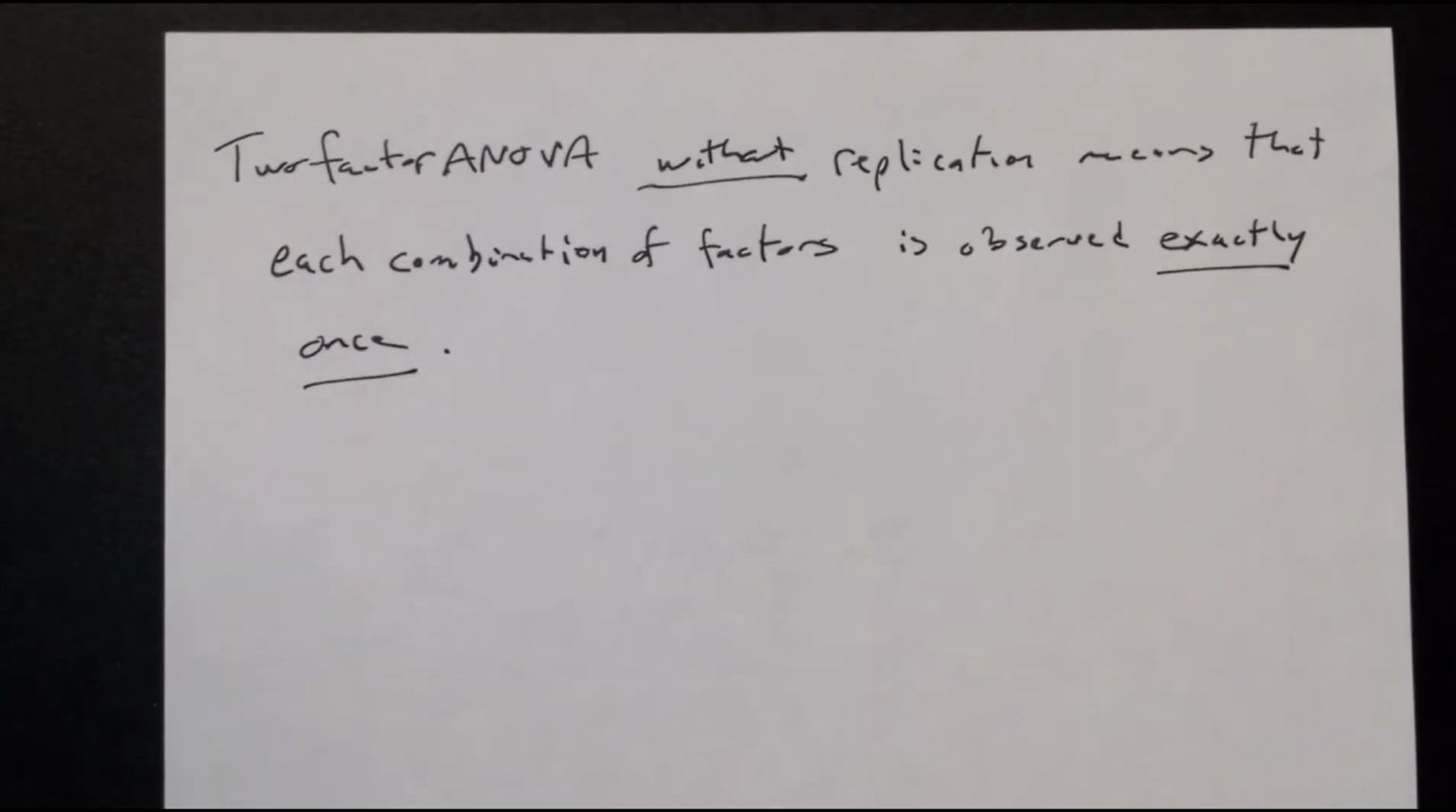So we talked about drivers taking us to hotels. There were 4 different choices of hotels and 5 different choices of drivers, but I only had one observation for each driver-hotel combination. So when I talk about a two-factor ANOVA being done without replication, I only have one observation for each combination of treatment factors.